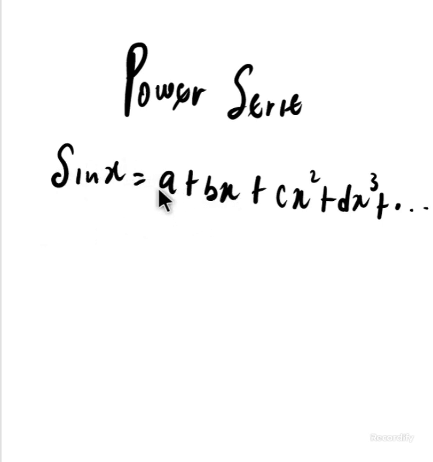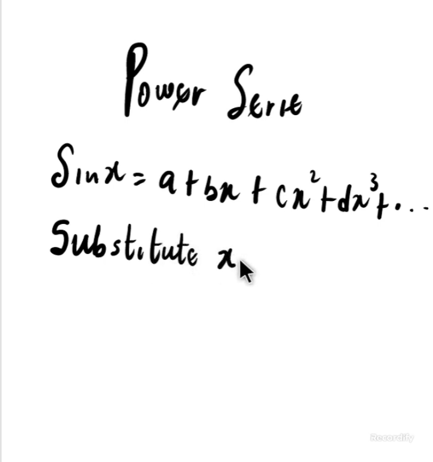Now, let's quickly find a. I can easily find a by substituting x equals 0. Oh, sorry, I don't like the way I'm writing over there, so I have to clean it. Substitute x equals 0, and the left hand side, which is sine x, becomes sine 0.